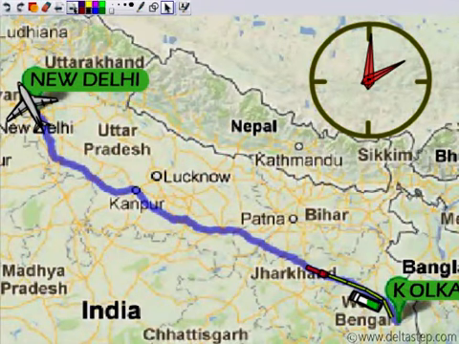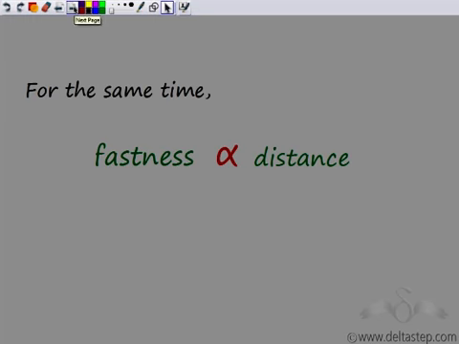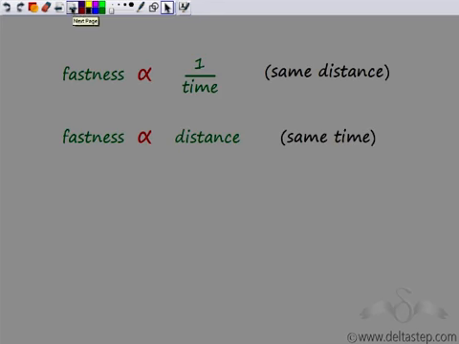So what I get is, for the same time, fastness directly depends on the distance. The more the distance that has been covered, the faster it is, or the less the distance covered, the less fast it is. So fastness depends directly on distance covered. So I get two things. Fastness inversely depends on time and directly depends on distance.